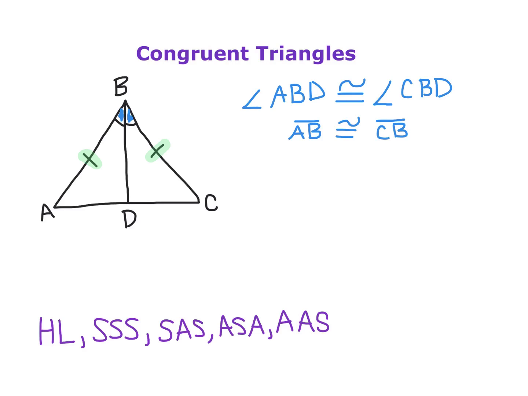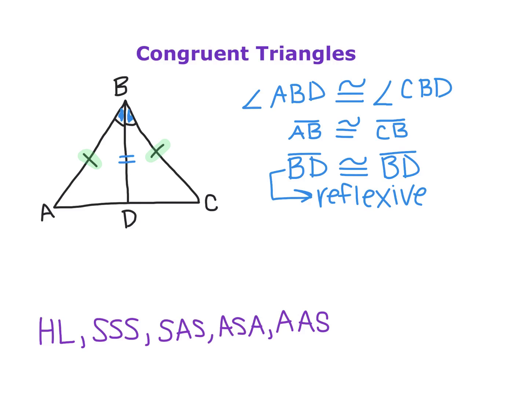Let me get back to the question that we were looking at. So I have information about an angle that is congruent to another one. I have information about 2 sides that are congruent to each other. So let's look at this side BD. If you look at this side, that side is touching on both of the triangles. It's a shared side, so they have to be congruent to each other. So I could say that BD is congruent to BD, and that is called the reflexive property.